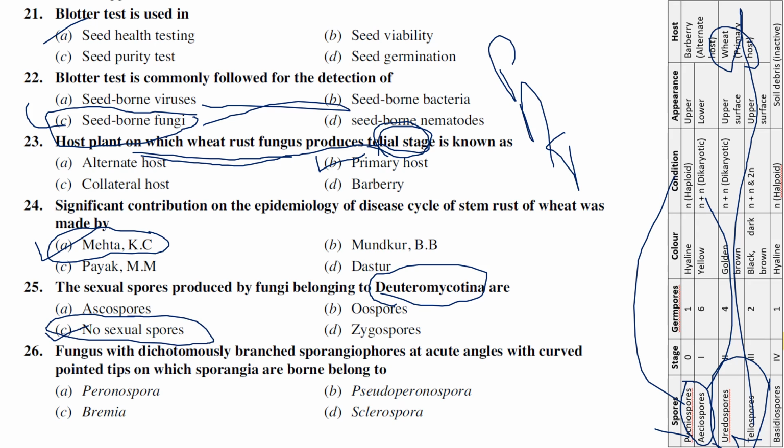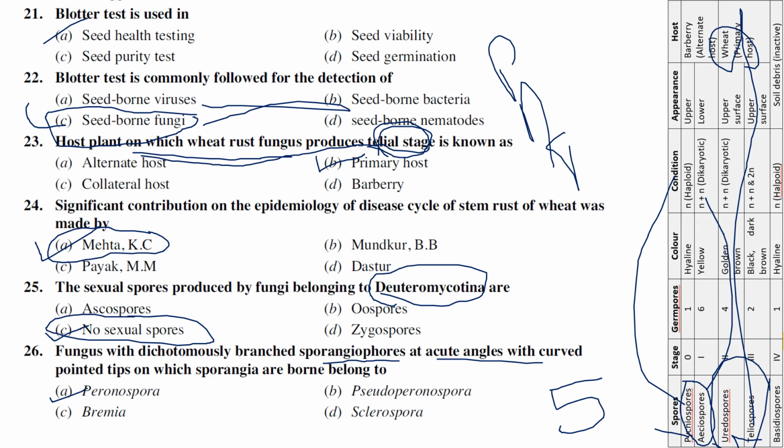Next one is 26. Fungi with a dichotomously branched sporangiophore at acute angle with curved pointed tips on the sporangial bone. There are types of downy mildews like plasmopora, bremia, and peronospora, which I have explained in previously published mycology videos, along with the previously published NET videos. In the mycology section, NET related videos, we spoke in detail about the various kinds of downy mildew. Now I'm just telling the answer. So the answer is peronospora.